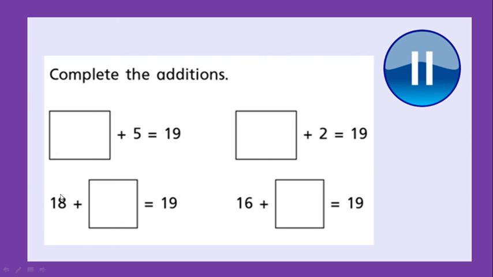Have a think. Here we've got 18 add something makes 19. Think about those number bonds. We've got 2 here. We know that 7 add 2 makes 9, but there's a 10 missing somewhere, so we need to have a number that's bigger than 10. Or 16 add... have a think.